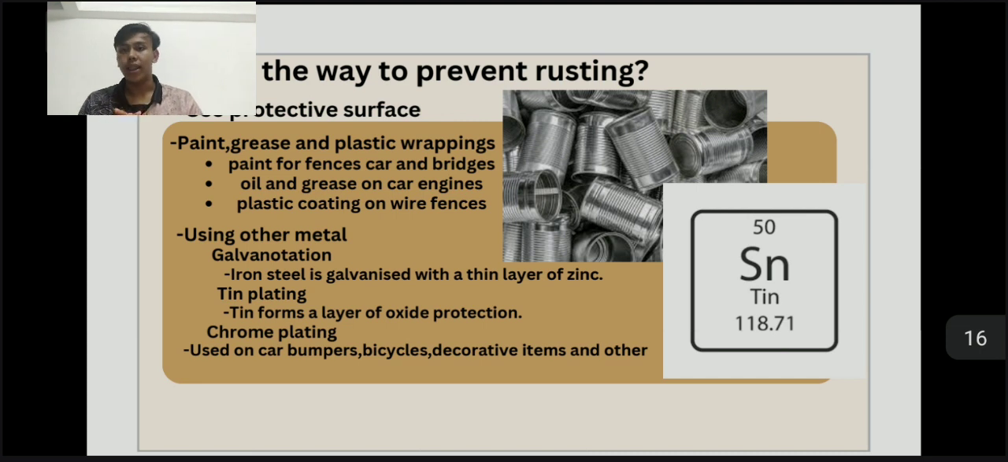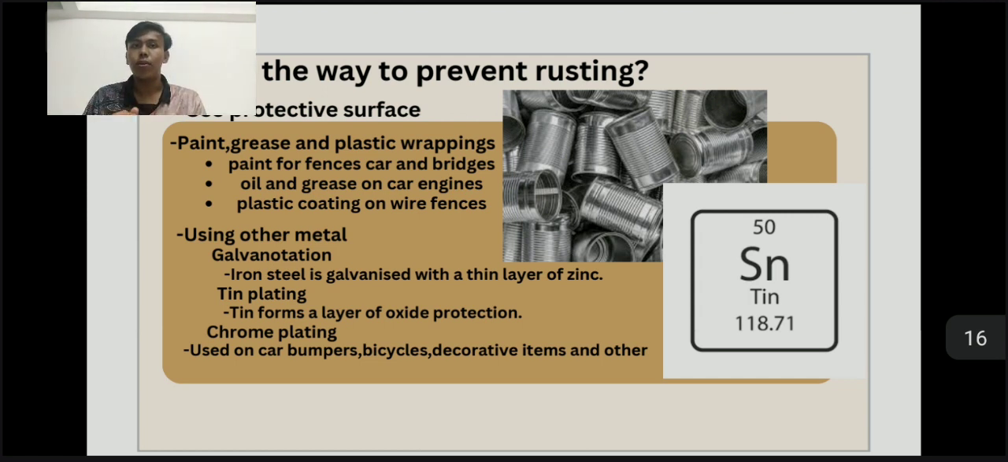Use protective surface. This method actually can prevent the metal from being oxidized. So one of them being paint, grease, and plastic wrappings. You can paint for fences, car and bridges, oil and grease for car engines, and plastic coating for wire fences. Using other metal also can.